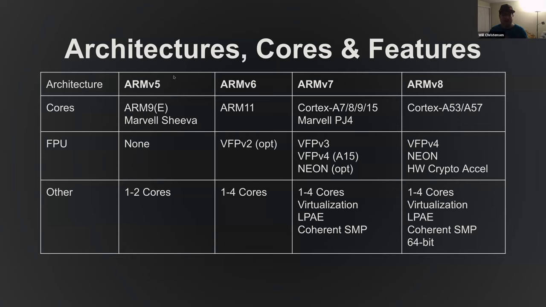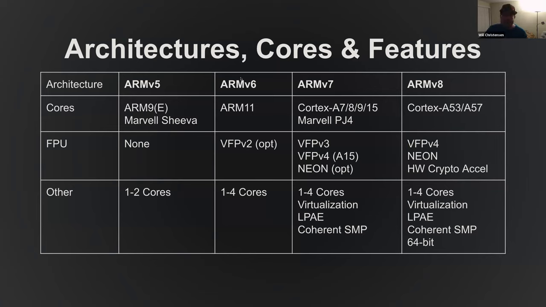ARMv5 didn't have any floating point unit, and that's something you really need to look at when you're compiling code and understanding how it'll work. It was also limited originally to one or two cores. And this is also Marvell buying up some of the stuff for their built-in NAS products. It is optimized for great throughput.